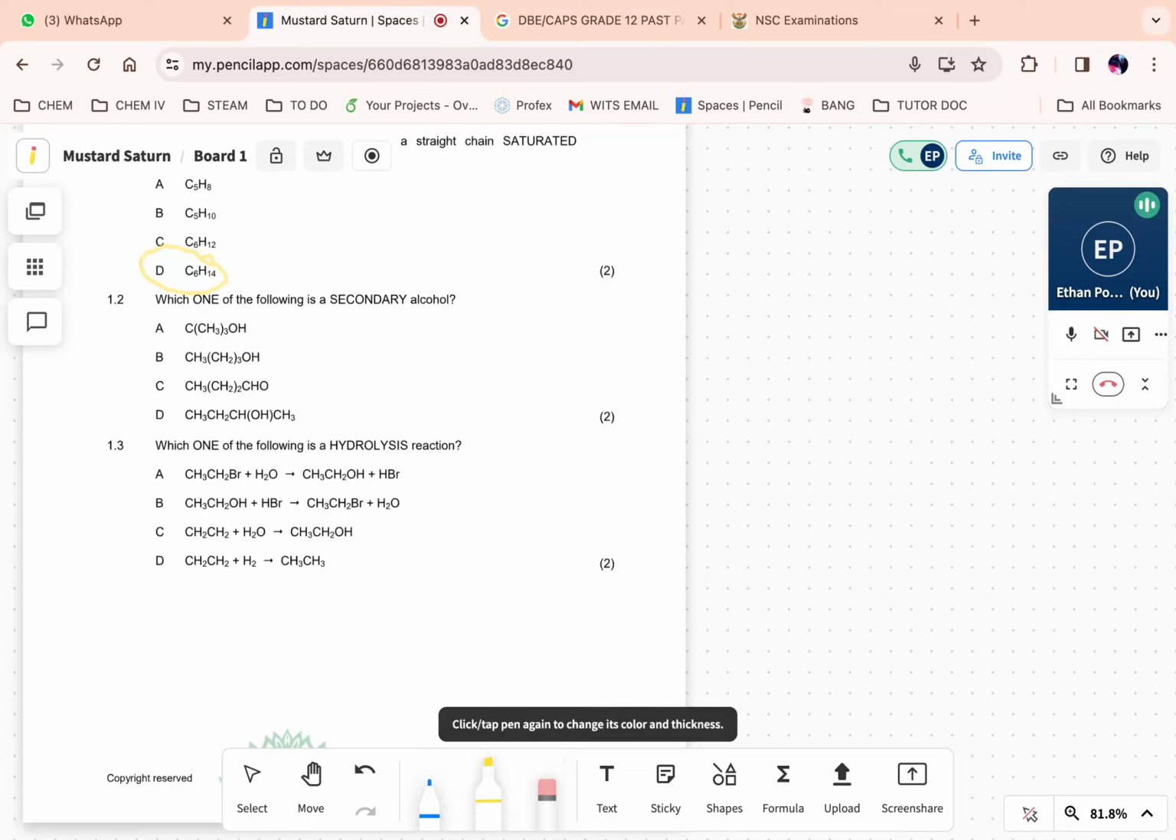For C, they're really trying to trick us here because you need to realize that this is not an alcohol at all. It's actually an aldehyde. If you try to draw this out, you'll see that you have to draw it with a carbon double bond oxygen, which means it's no more an alcohol, it's an aldehyde, and therefore it is not our answer. So by process of elimination, we know the answer is D. You can draw it out and check, but it is D.